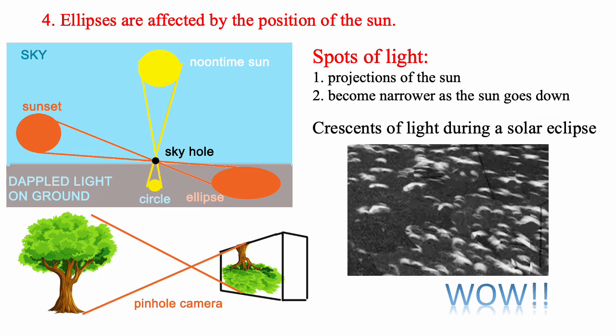And finally, ellipses are affected by the position of the sun. The noontime sun shines through a sky hole, causing circular patterns on the ground. The evening sun going through the same sky hole causes ellipses. These are projections of the sun, just like the pinhole camera, where we see this tree upside down. So the spots on the ground are in fact little pictures of the sun. And if the sun has a bite taken out of it, like during an eclipse, then these little shapes on the ground also seem to have bites taken out of them.